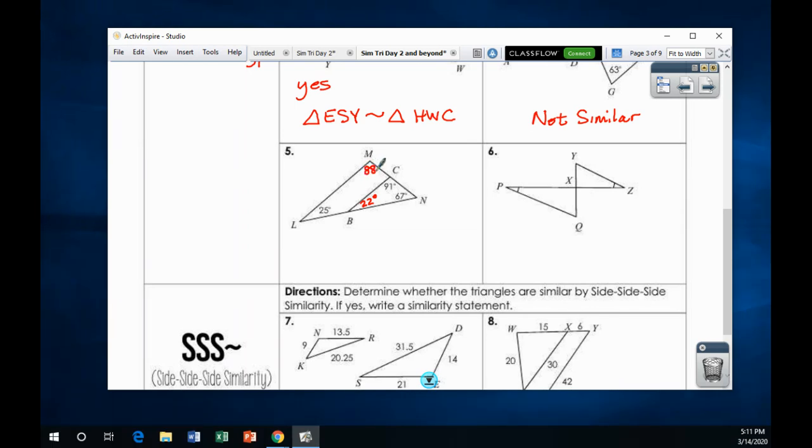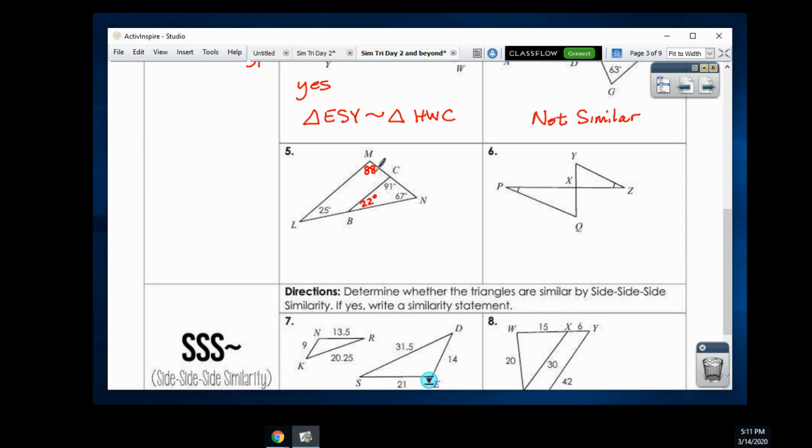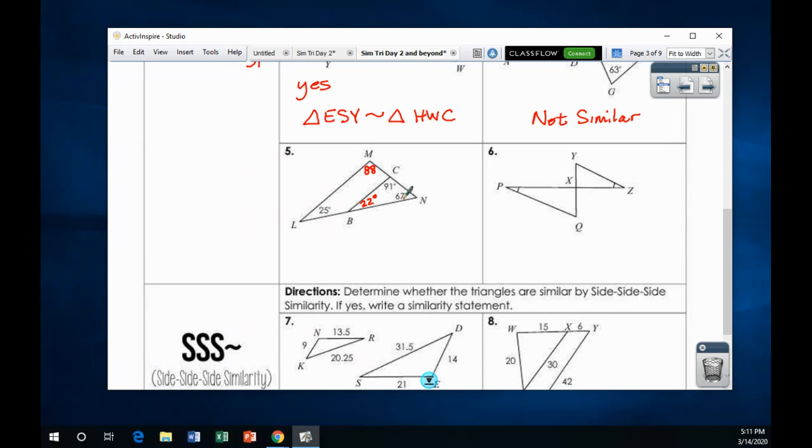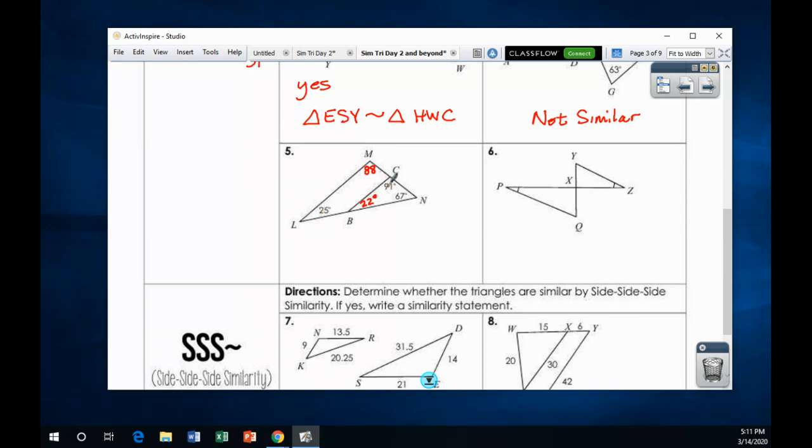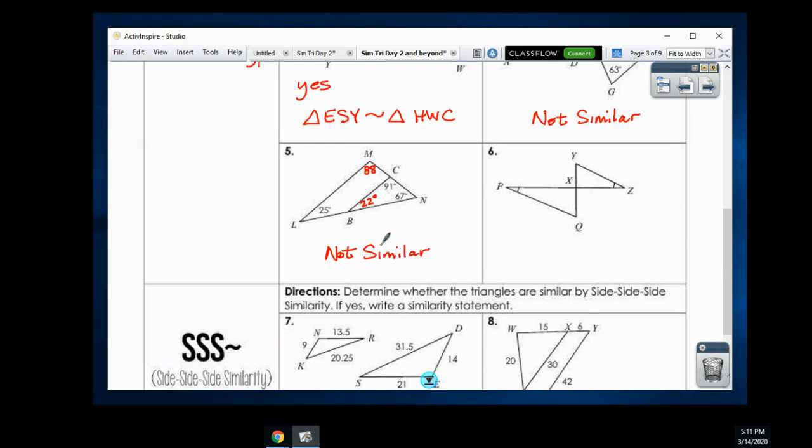So check it out. They do have the 67 degree angle in common, but check it out, 25 and 22 degrees. Those are not the same. Those would have to be the same angles, and 88 and 91 are not the same. So here's another pair of triangles that are not similar to each other.